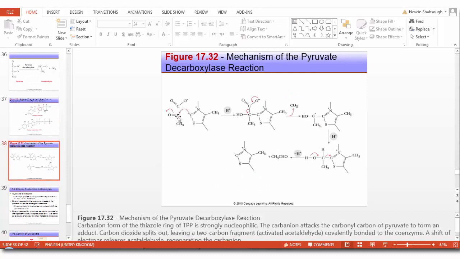It attacks the carbonyl carbon of pyruvate to form this tetrahedral intermediate, and then with rearrangement of electrons, CO2 leaves, and what remains is called activated acetaldehyde. Then H plus is added here, and then a shift of electrons releases acetaldehyde, regenerating the thiazole ring, as you can see.